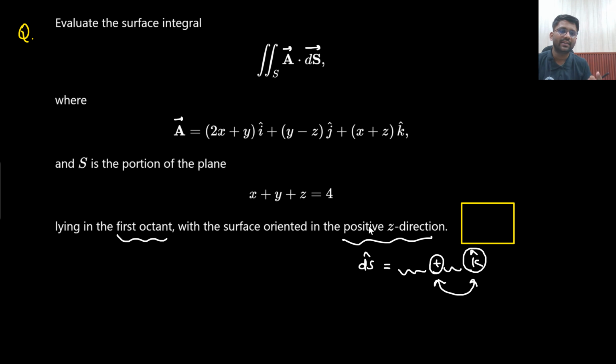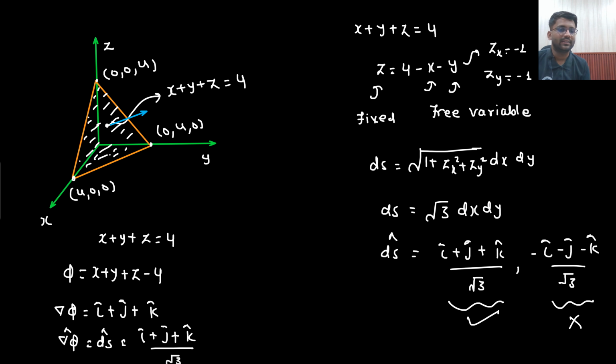What is the meaning of positive z direction? That means, sir, whatever the surface area vector that you are getting, that surface area vector should have plus k cap. So I will accept that plus k cap thing, not minus k cap thing. This will be rejected. This will be accepted. Is that understandable to you? So from here, now can I write down my surface area vector?